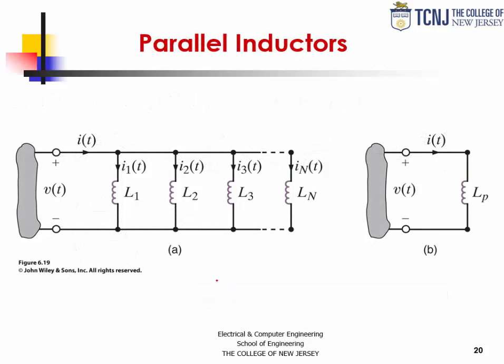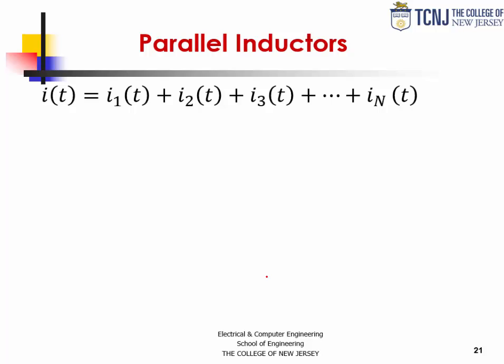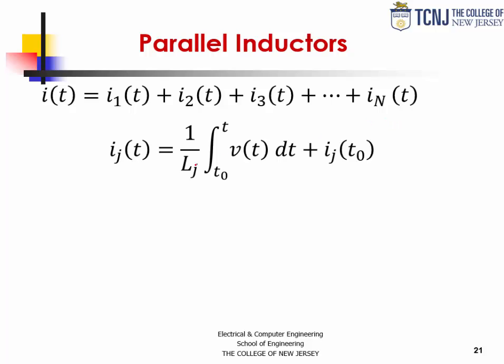And finally, for the parallel inductors, the total inductance is derived by, again, writing a Kirchhoff's current law equation for all the parallel branches. We know that the total current is equal to the individual currents in the branches. And we know that a particular current is 1 over the particular inductance times the integral of the voltage plus any initial current that we had flowing through the inductor at any given time.